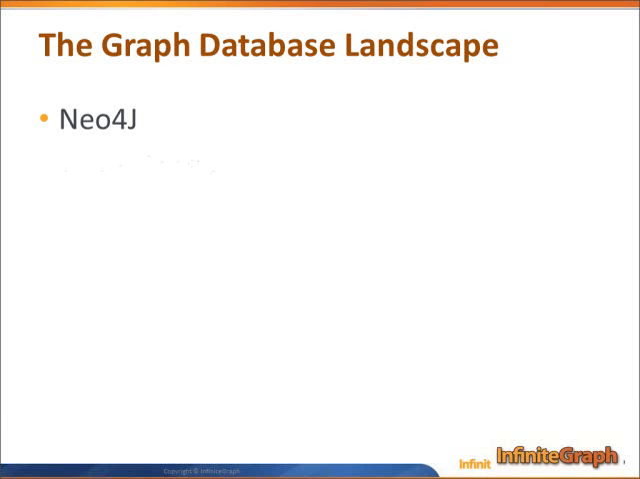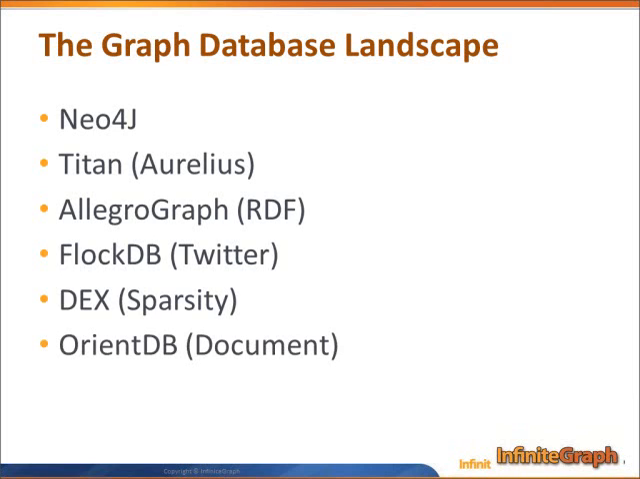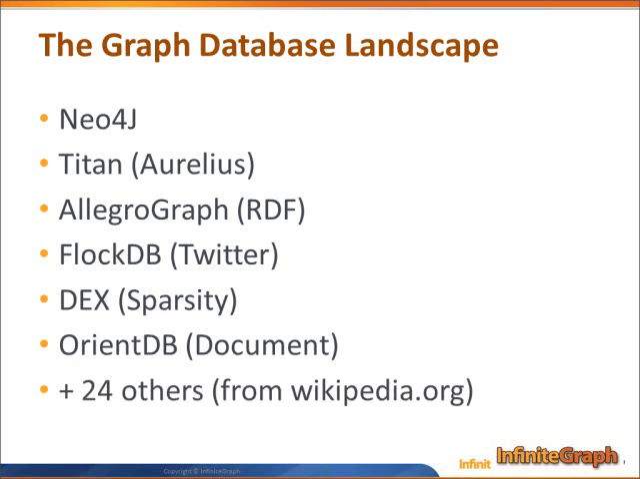So within the graph database landscape, there's a lot of options. You have Neo, Titan, InfiniteGraph, FlockDB, DEX, and OrientDB. Those are probably the most popular, but there are over 30 graph databases on Wikipedia. And you can think about each one of those as having its own strengths and weaknesses. Of course, there's InfiniteGraph, which I'll talk about in a second.